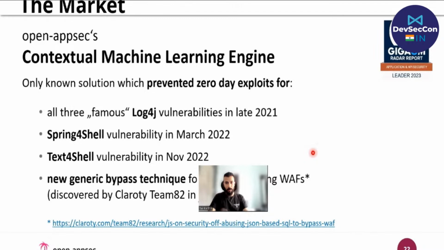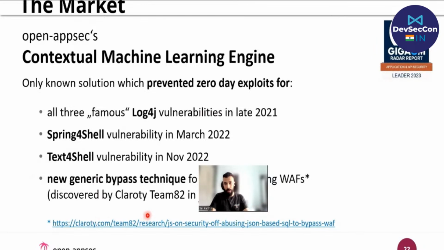There have been instances where we have effectively defended against Log4j, Spring4Shell and Text4Shell attacks, and those have been documented as well. And very recently, maybe almost half a year ago, we have successfully defended against the most popular bypass technique for a WAF in general. This was a JSON-based bypass. It's quite a unique read.